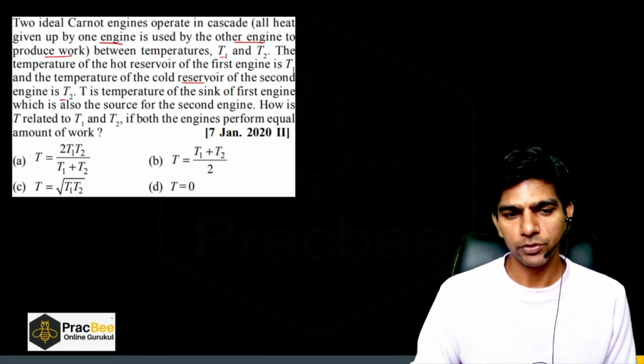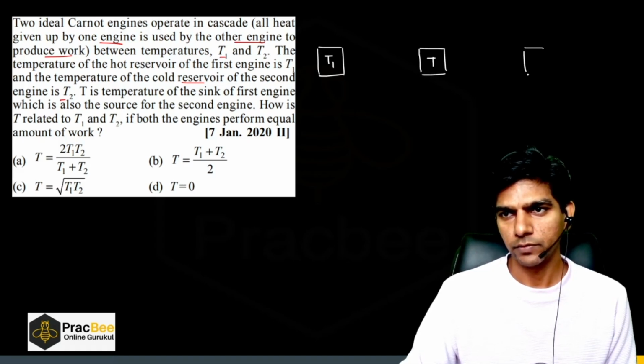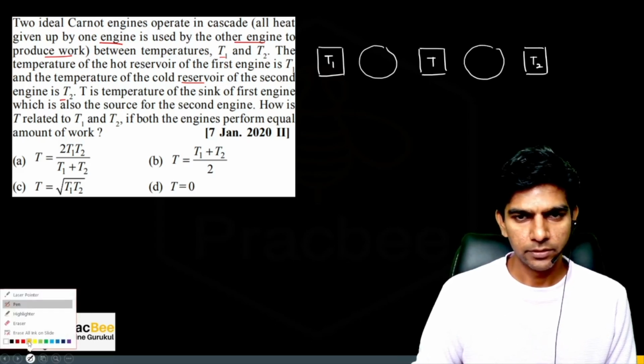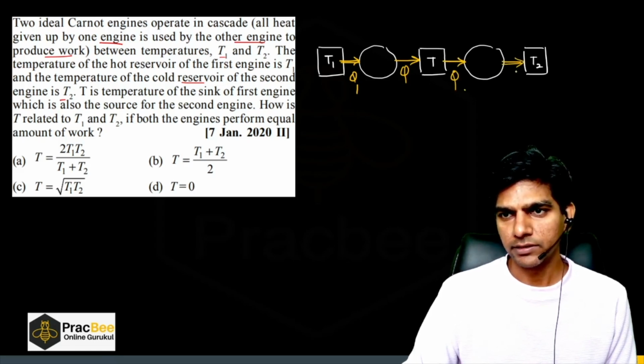Basically, what do we have? Let me draw the diagram. Here we have a reservoir which is at temperature T1, another reservoir at temperature T, and another reservoir at temperature T2. Here we have one engine, and this is the other engine. Heat is being extracted from this reservoir, that is, this heat is Q1, and it releases heat Q to T, right? And then the second engine takes the same heat from T, and it releases Q2 heat to this reservoir, right?